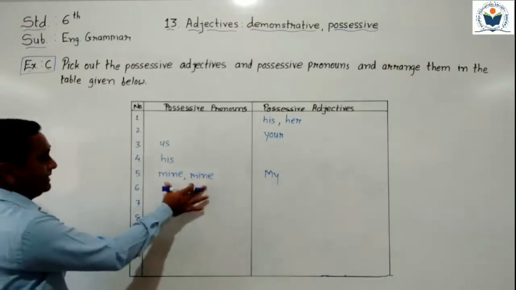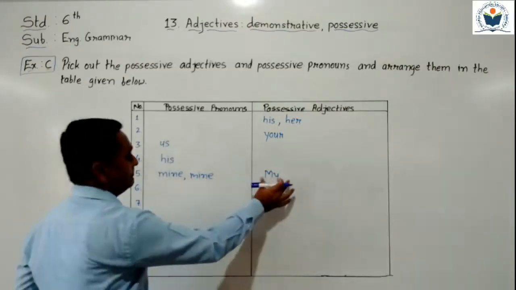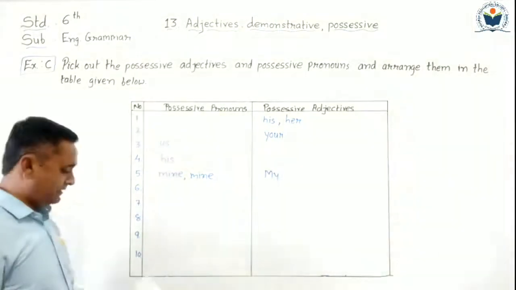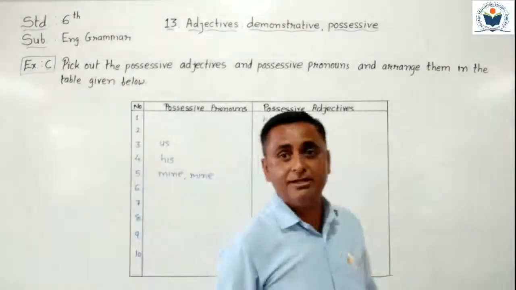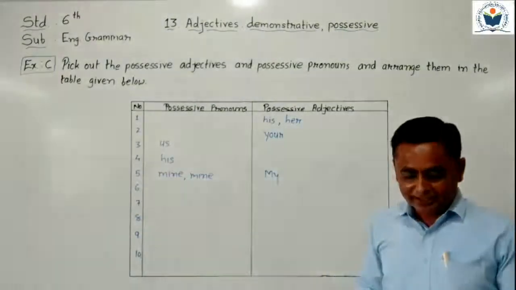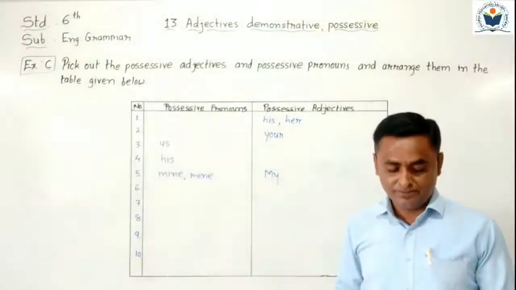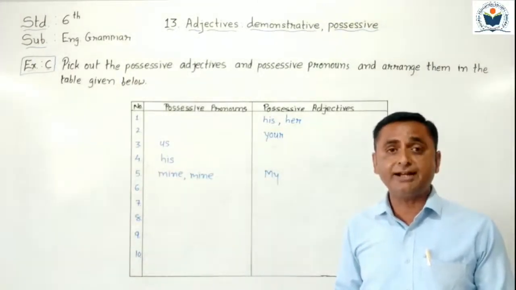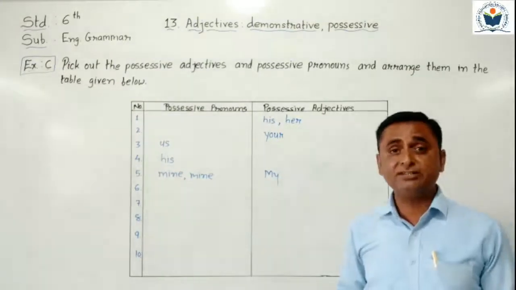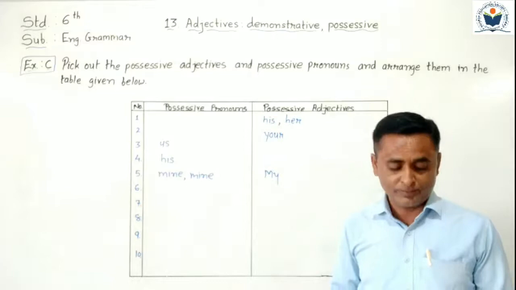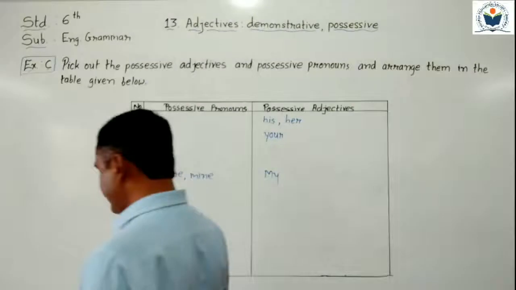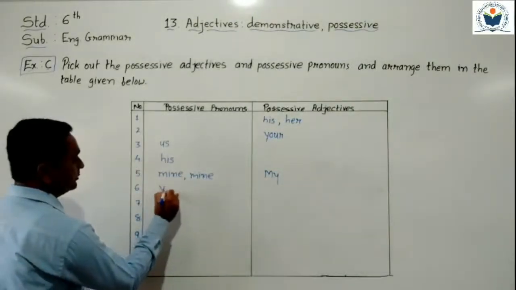So mine is a possessive pronoun and mine is a possessive adjective in sentence number 5. Now sentence number 6 we have to see. Is this yours? I am surprised at your handwriting. Here, yours in the first sentence is followed by a question mark, so we can say that here yours is used as a possessive pronoun. So we have to write here possessive pronoun: yours.